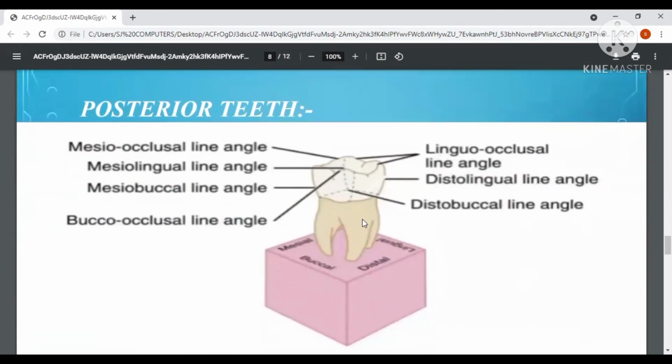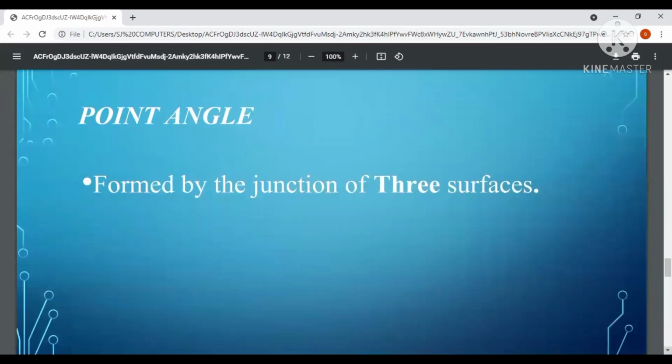So we have 8 line angles in posteriors. The only 2 additional ones are disto-occlusal, right? And mesio-occlusal, right? Because we have sharp pointed angles, that's why we have termed them disto-occlusal and mesio-occlusal. The rest are the same, that is mesiolingual, mesiobuccal, bucco-occlusal, linguo-occlusal, distolingual, distobuccal line angles. As we have discussed in anteriors, the same goes with the posteriors.